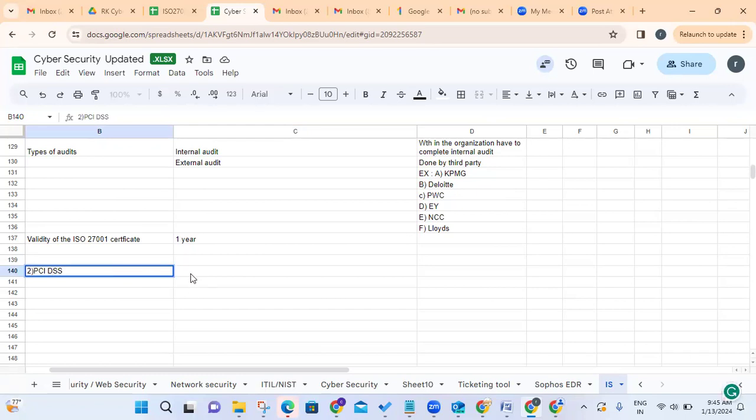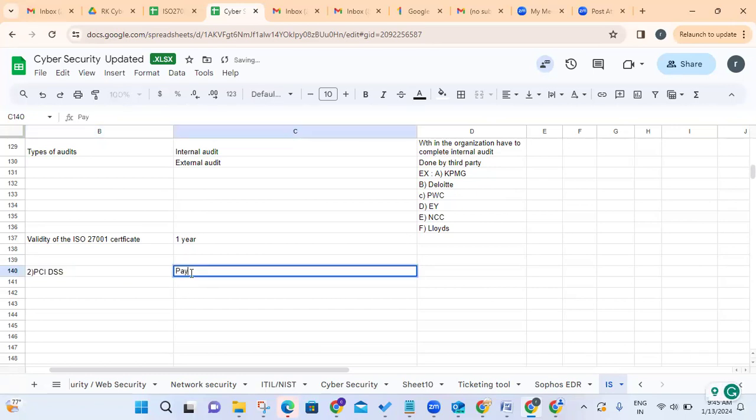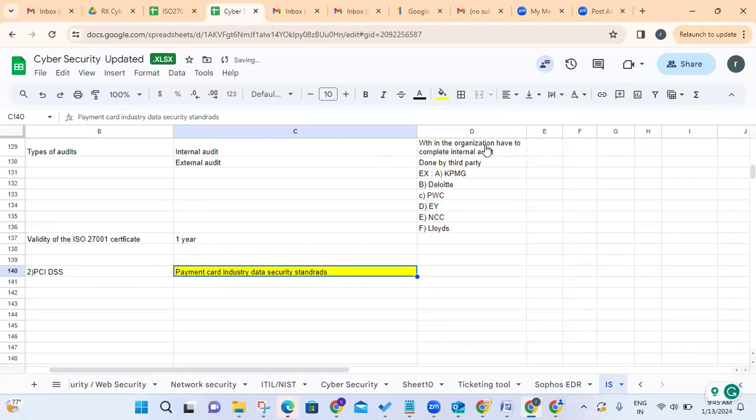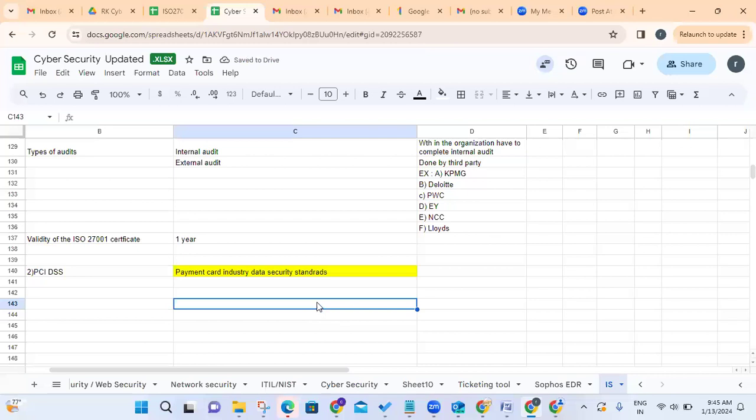So PCI DSS full form is Payment Card Industry Data Security Standards. So that is the full form of the PCI DSS. So now it is becoming very popular.